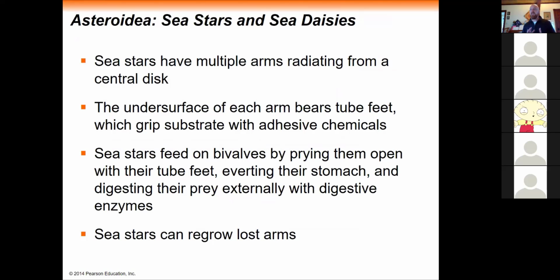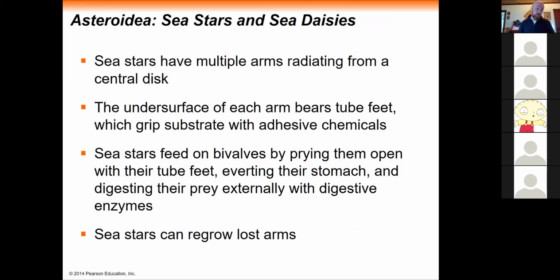Basics of this group is multiple arms radiating from a central disc. The undersurface has tube feet, which is used for gripping the substrate. Sea stars are strong enough that they can grab onto a clam, attach their tube feet to the clam, and pull the clam open. What they do then is their stomach extends out of their mouth, so their stomach actually wraps the clam in the stomach, and then they can pull it inside.